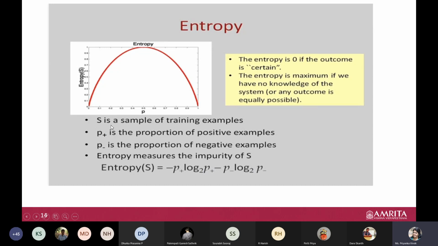So if you have S as the whole set of training examples, and P plus is the proportion, it's not the number, it's the proportion of positive examples. P minus is the proportion of negative examples. And you try to find the entropy using this formula, that is minus P plus log P plus to the base 2 minus P minus log P minus to the base 2.